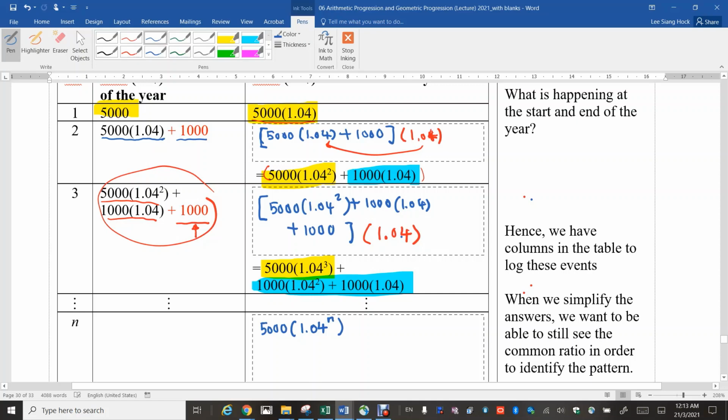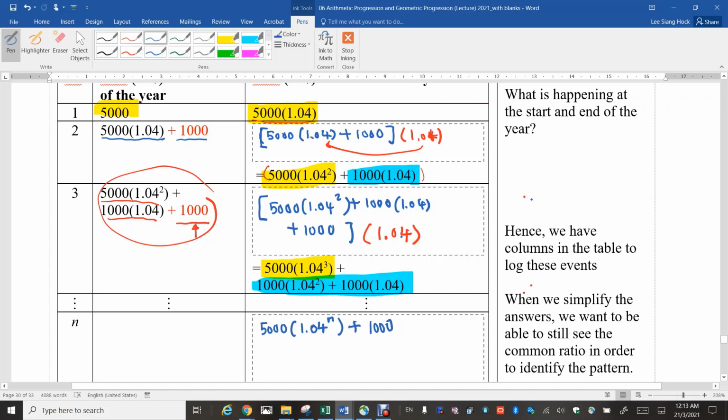Next, we have to settle the blue color. Blue color will be 1,000 multiplied by what? You can see that in year 2, there is only one term. Year 3, there are two terms. Year 4, there will be three terms. And how do the terms look? It will be 1,000 multiplied by 1.04, 1.04 squared, 1.04 cubed, and so on.